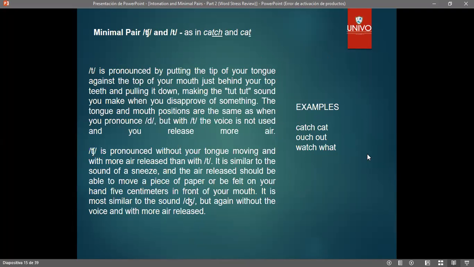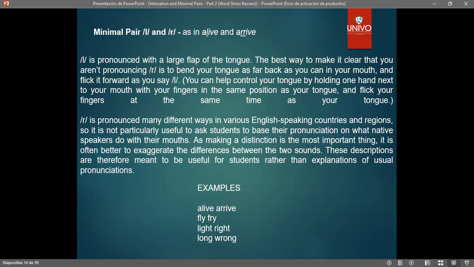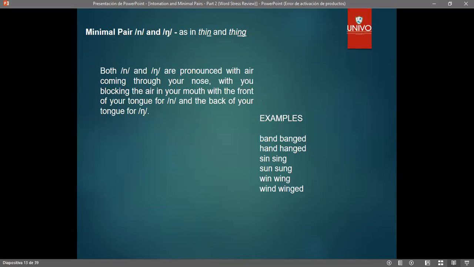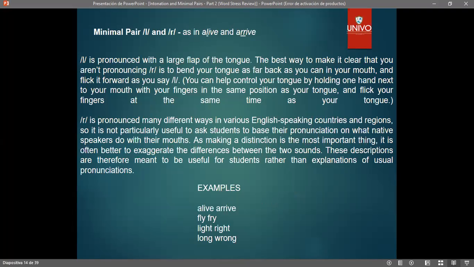So, continue. Sorry. Here you find the L and R, like alive and arrive. Very similar, but not like this one, right? Or like this one. You can distinguish the L and the R more in here. Well, something you have to remember, guys, is this. When you find a double consonant, right? You have to pronounce that double consonant as one.